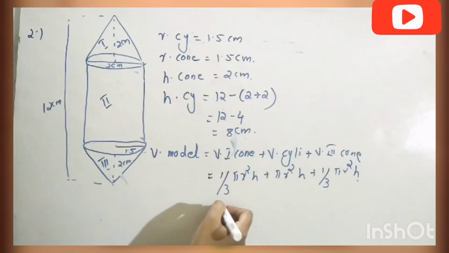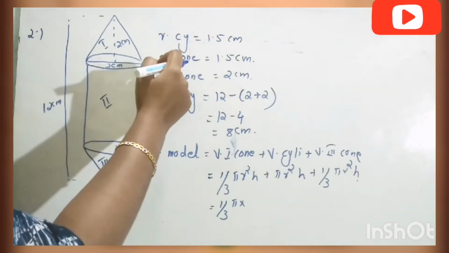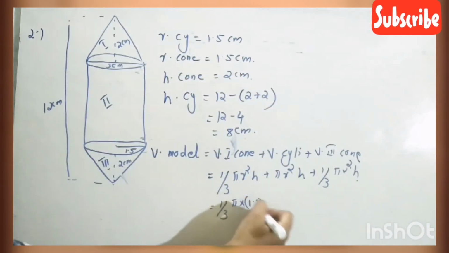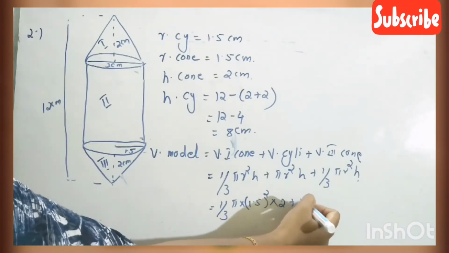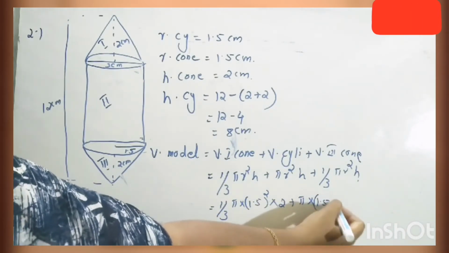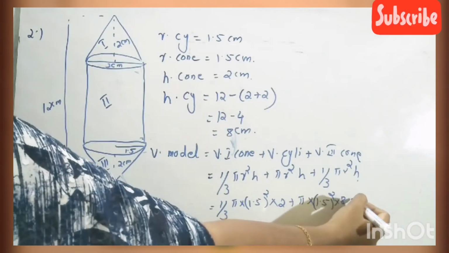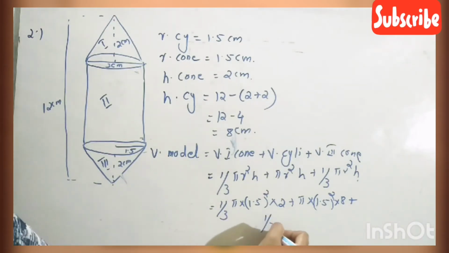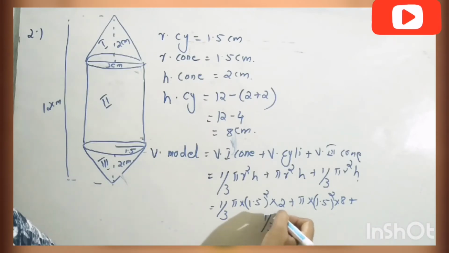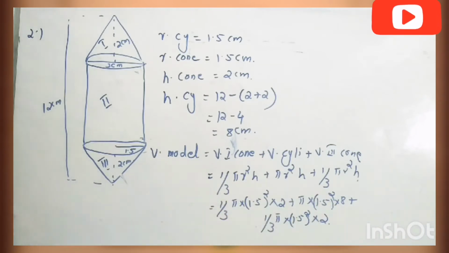Now this is equal to 1 by 3 pi into the radius of the cone, that is 1.5 all square, into the height of the cone 2, plus pi into the radius 1.5 all square, into the height of the cylinder, that is 8, plus 1 by 3 into pi into 1.5 all square into 2.